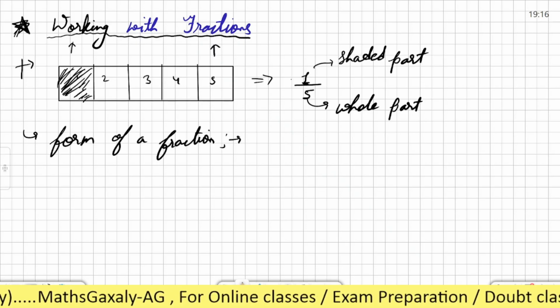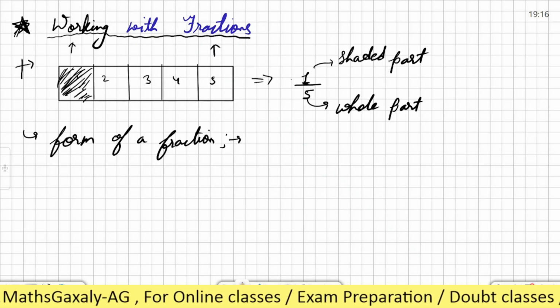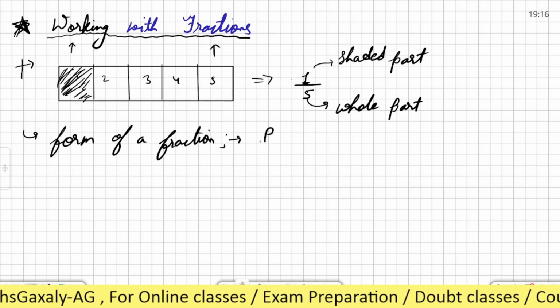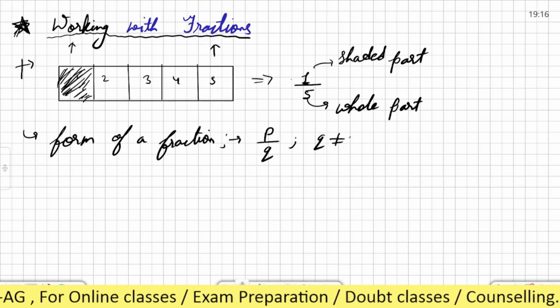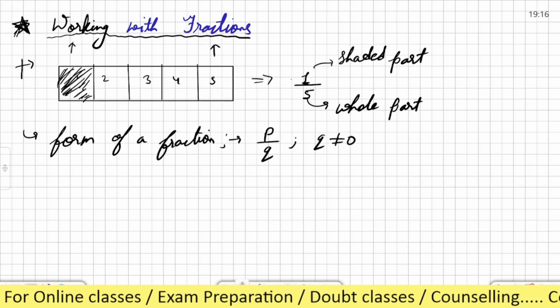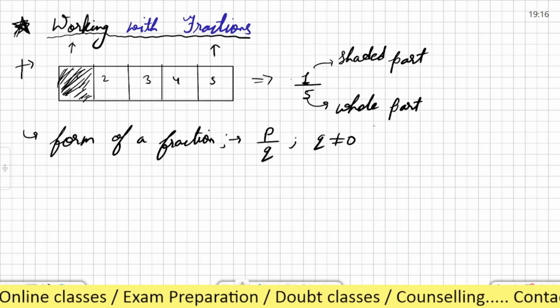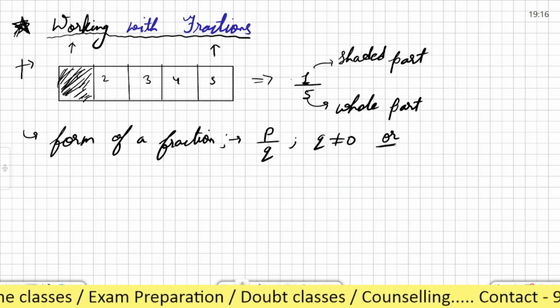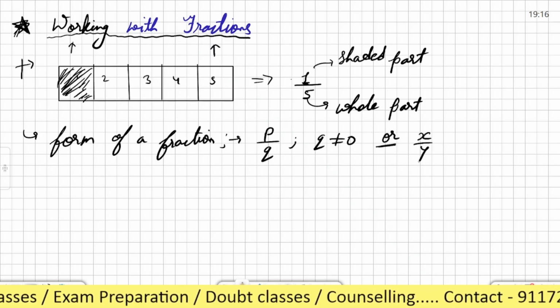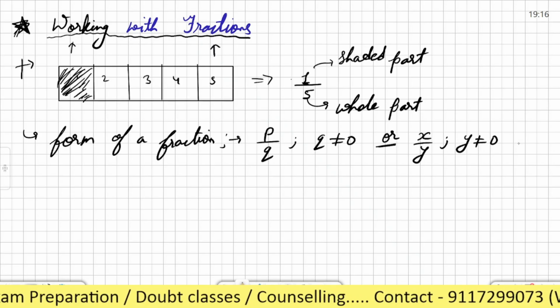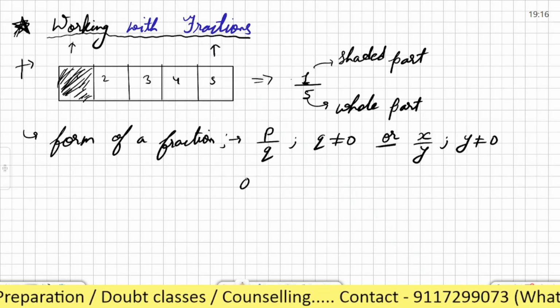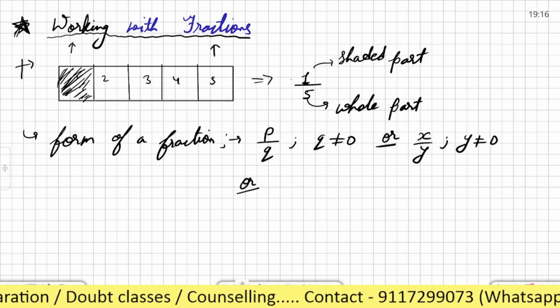Can I continue? Okay. So here it is represented by p by q, where q should not be equal to 0, right? Or it can be represented in other forms, like x by y, where y should not be equal to 0. Okay?